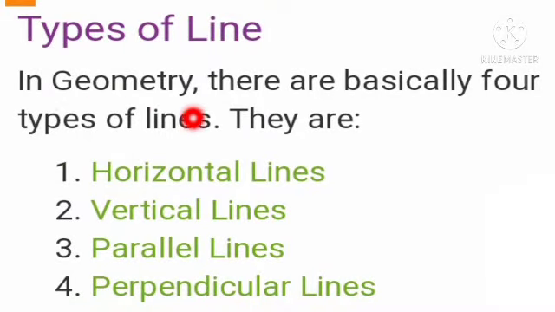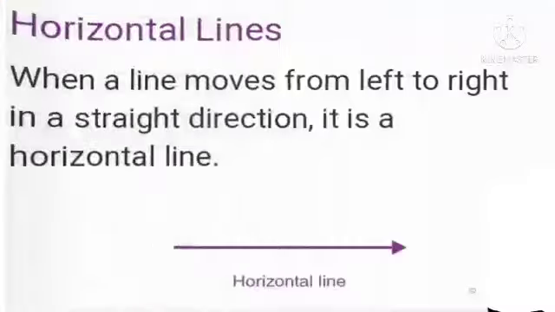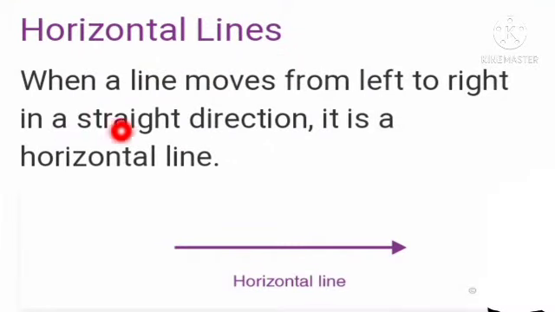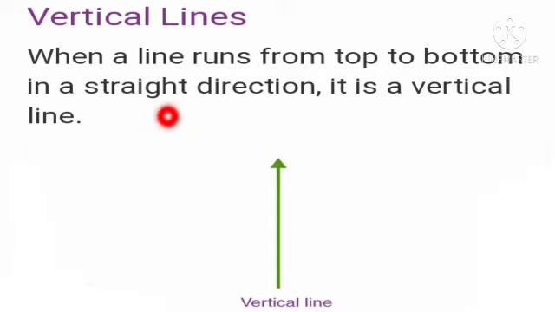Types of lines. In geometry, there are basically 4 types of lines. They are horizontal lines, vertical lines, parallel lines, and perpendicular lines. Let us see one by one. Horizontal lines. When a line moves from left to right in a straight direction on a page, it is called a horizontal line. Vertical line. When a line runs from top to bottom in a straight direction, it is a vertical line.